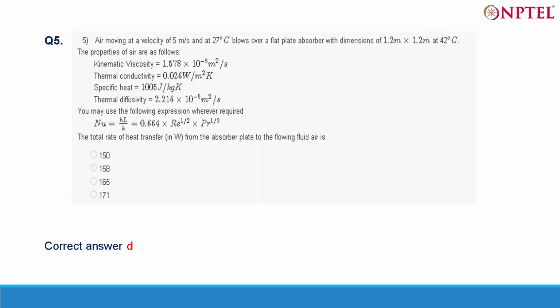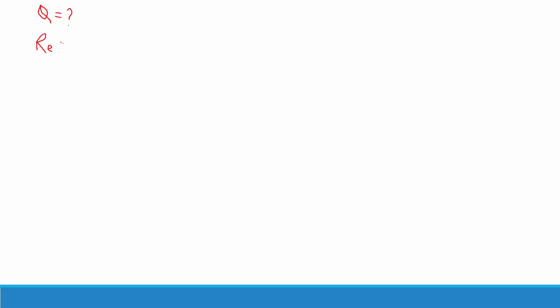So let's start. Given, I will not write because a lot of things are given. So I will just start the question. So you need to find the Q. Okay. This is what you need to find. Now calculate the Reynolds number. So Reynolds number is needed, Prandtl number is needed. So that is V L upon mu.